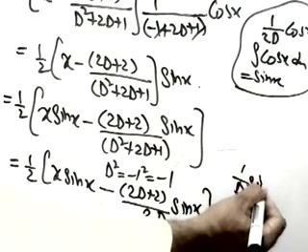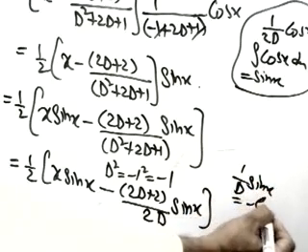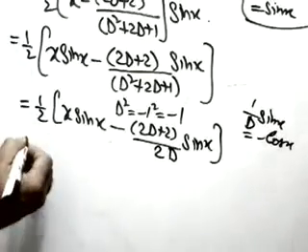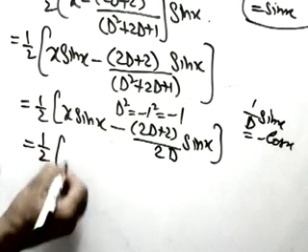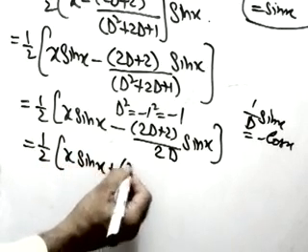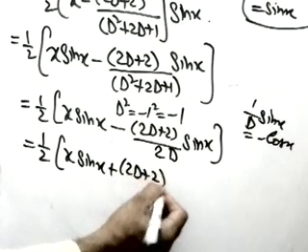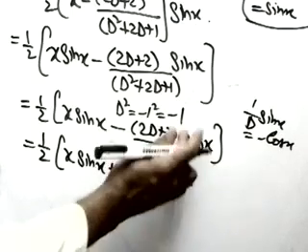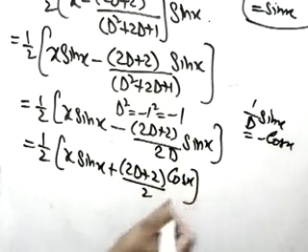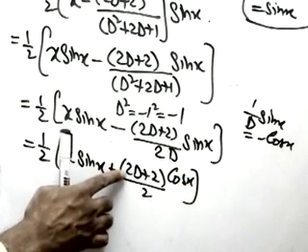1 by D of sin x is minus cos x. We're already having minus here, so minus 1s will become plus cos x. So let me write here: equals 1 by 2 into x sin x minus 1s plus 2D plus 2 into cos x. 1 by D means integration of sin is minus cos x, divided by 2.